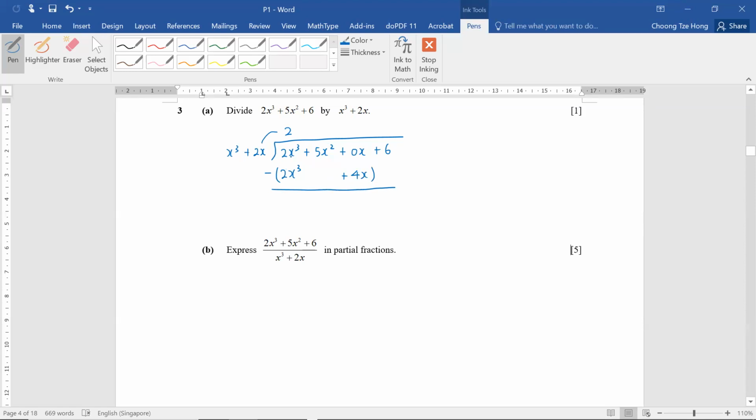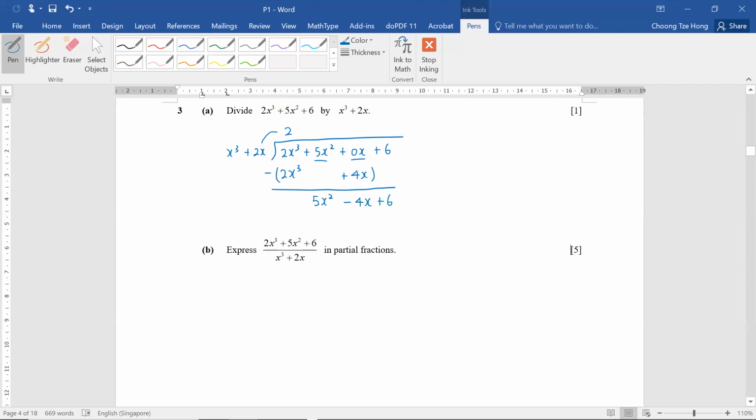As expected, 2x cubed minus 2x cubed, the x cubed term will be gone. For 5x squared, there's no x squared term being subtracted, so the 5x squared term will just carry down. Next, we have 0x minus 4x. This is the purpose of the 0x term, just to fill this space so that we know there's no x term here. Then we minus 4x, so we will get negative 4x over here. The 6 will then carry down.